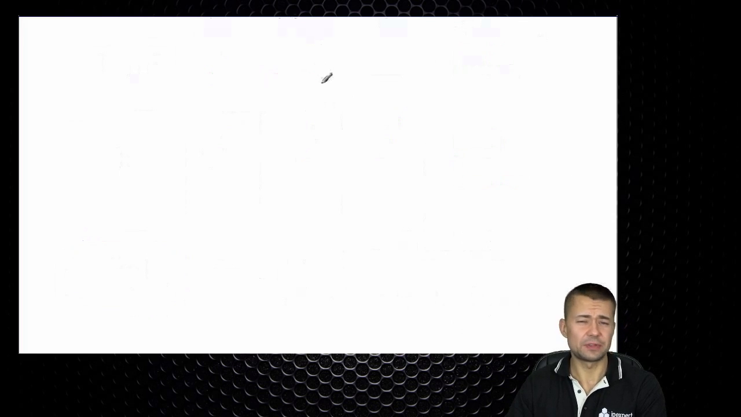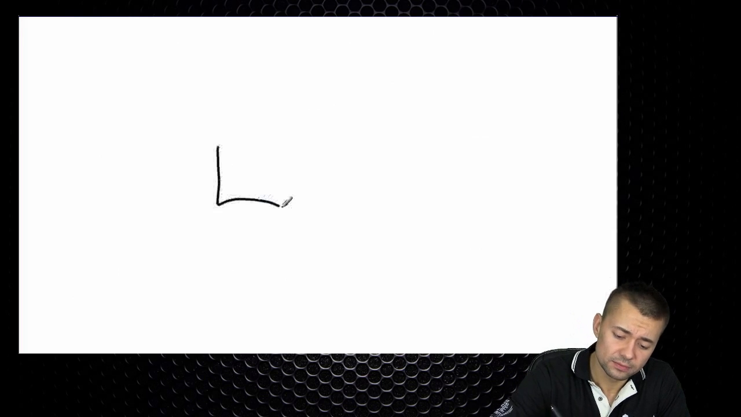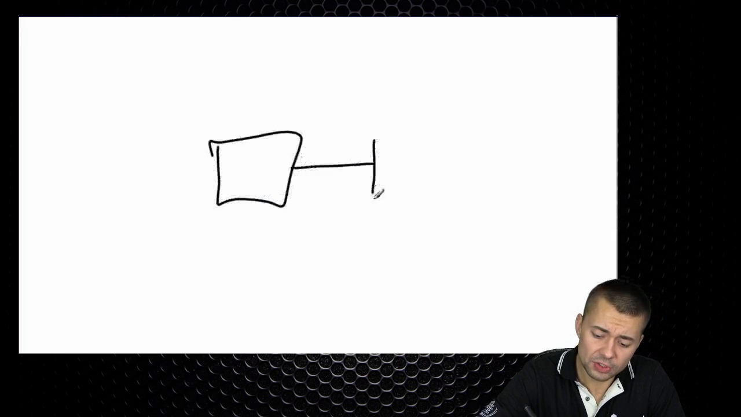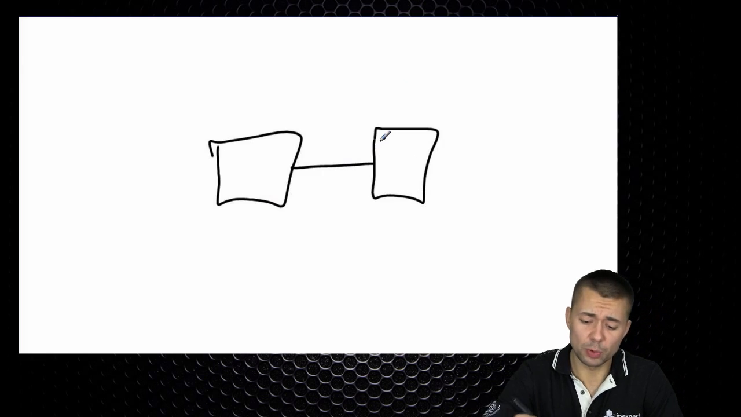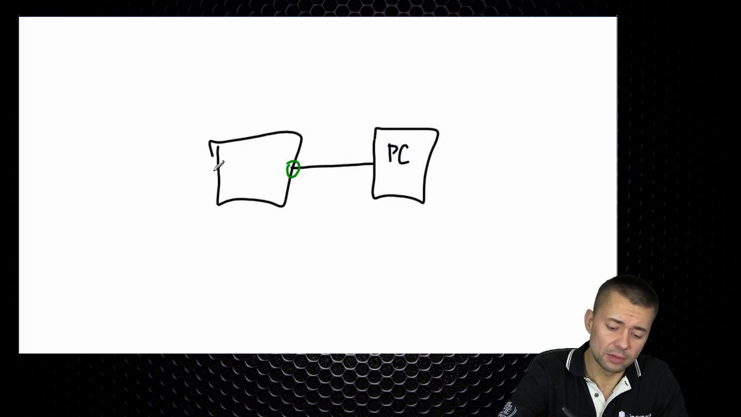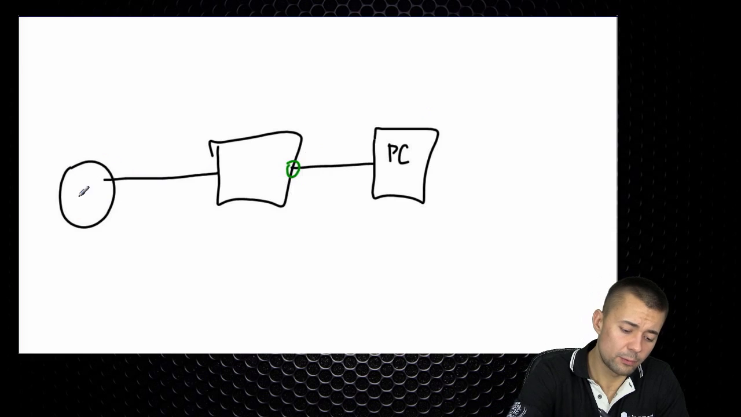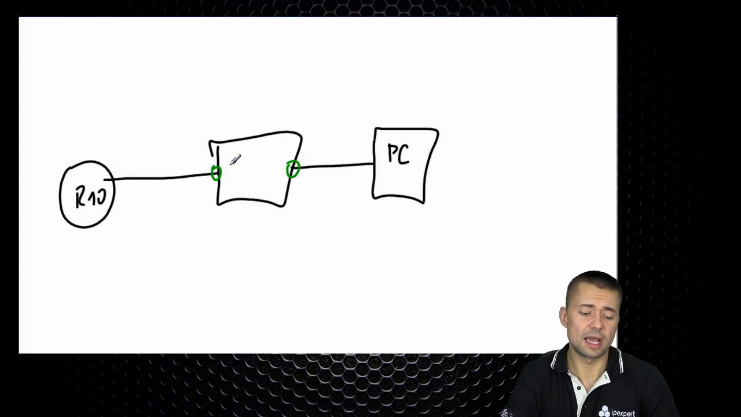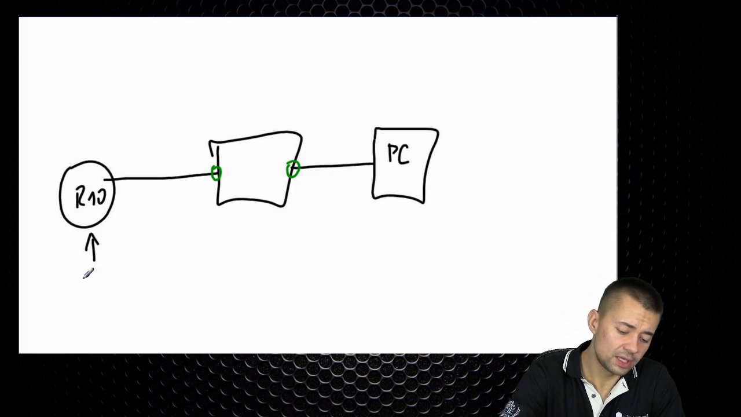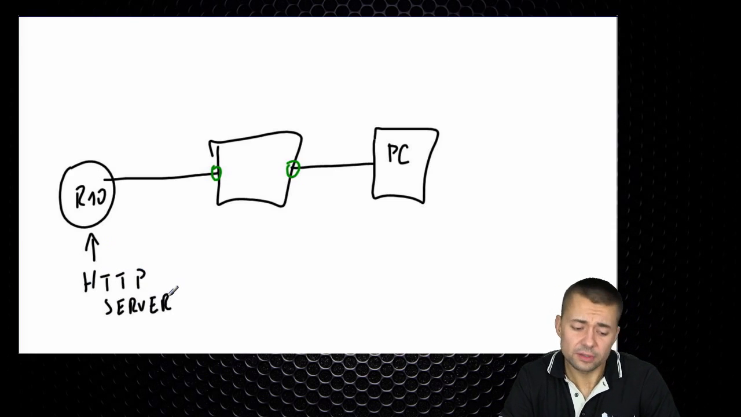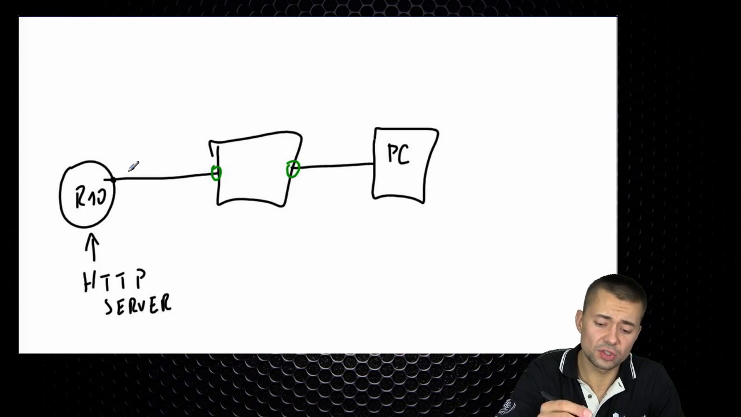The topology here is going to be really straightforward. We will have just one switch with our PC. I'm going to be using a PC workstation to test this feature. Now we will have one router, which I will be using as a destination. This is going to be acting as an HTTP server, and we will also enable Telnet services on this device.